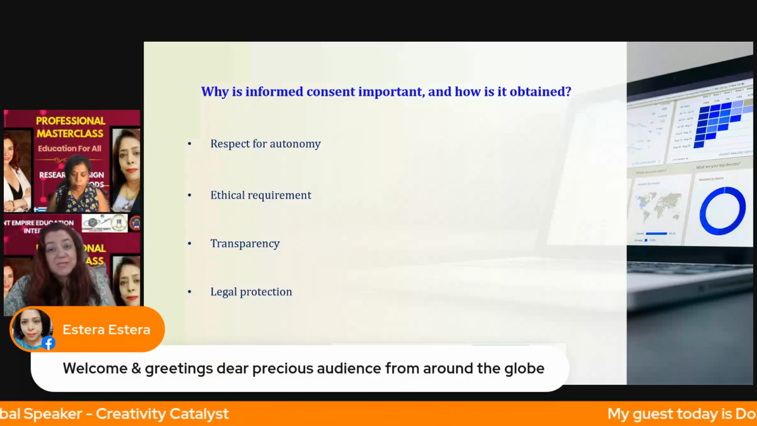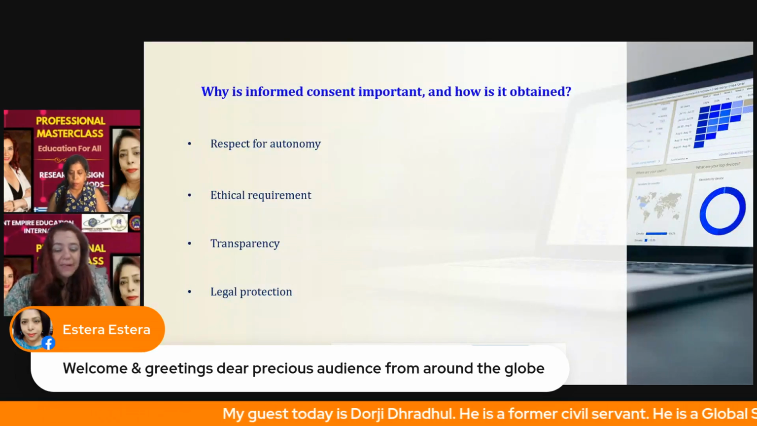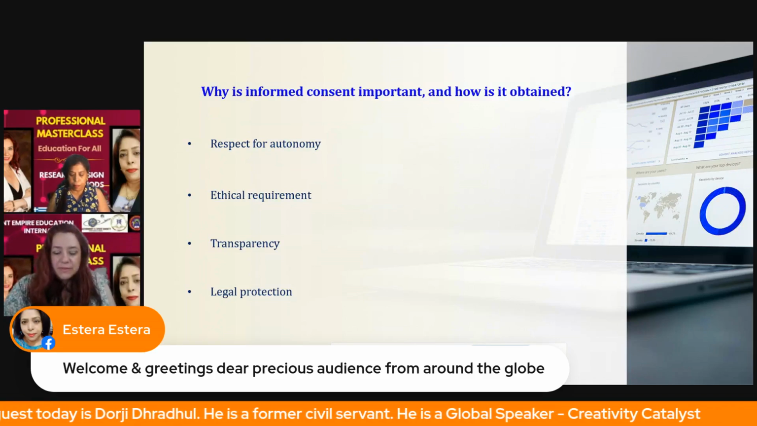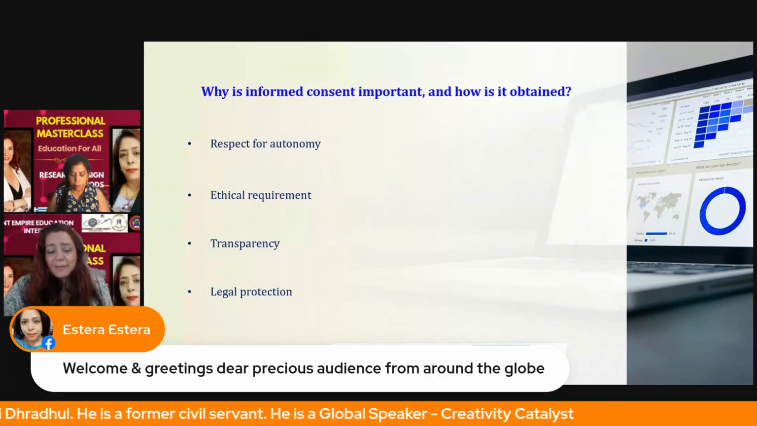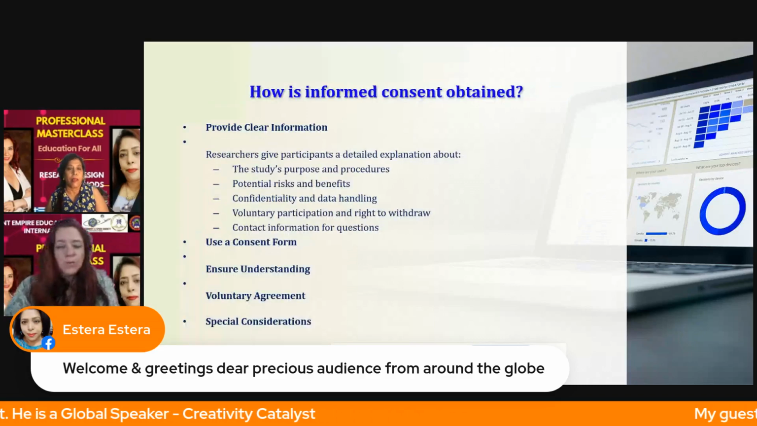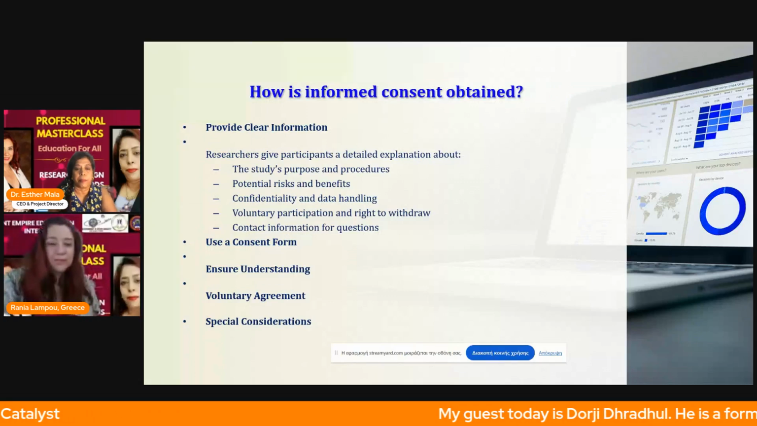It ensures participants understand the purpose, procedures, risks, and benefits, and their rights, so transparency. It is also a legal protection because it protects both participants and researchers legally by documenting voluntary participation. So how can you obtain informed consent? By providing, of course, clear information.